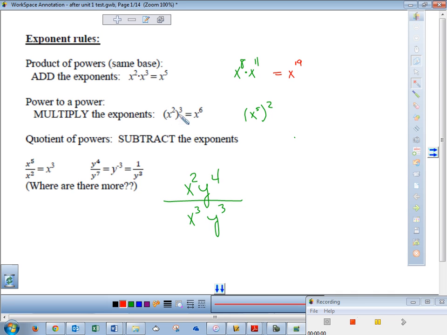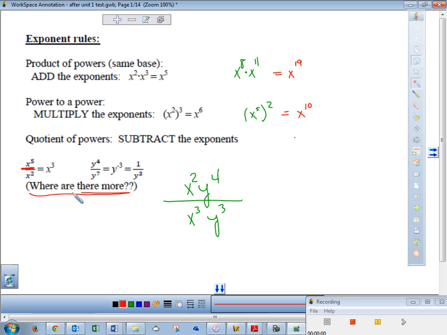Power to a power, you multiply the exponent, so x squared cubed, 2 times 3 is 6. X to the 5th squared is x to the 10th, because you multiply the exponents. A quotient of powers, quotient means you've got a fraction right here. You're really supposed to subtract the exponents.